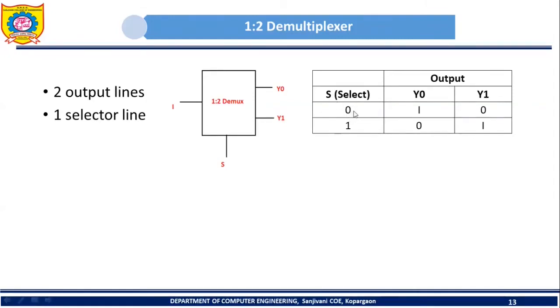Now if S is 0, then what is going to happen? Which output line will be selected? Y0 will be selected.